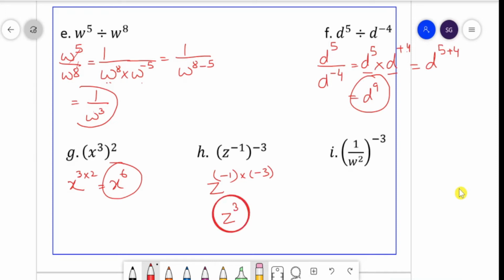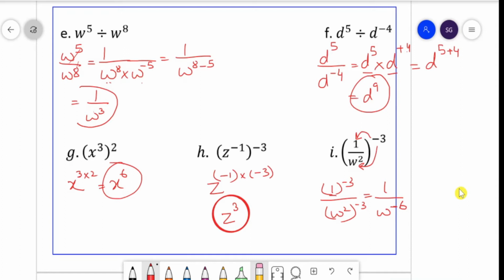This is the whole power. Whatever this whole power of the fraction is, this whole power is distributed to the numerator and the denominator. So this 1 gets the power negative 3, and this w squared gets the power negative 3. 1 to any power will be 1. W squared to the power negative 3, that's power of power, so they will be multiplied: w to the power negative 6.